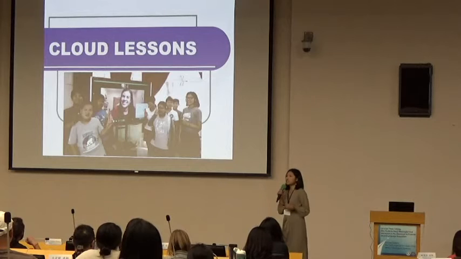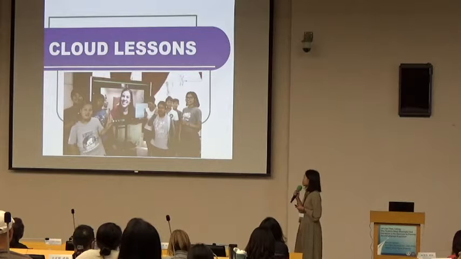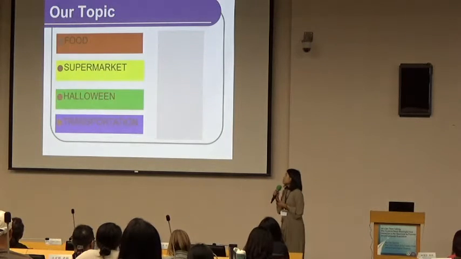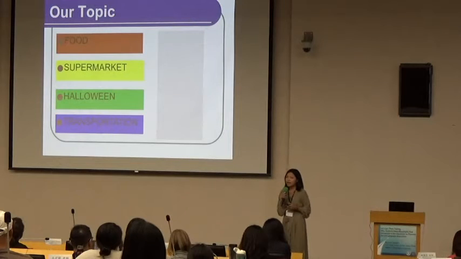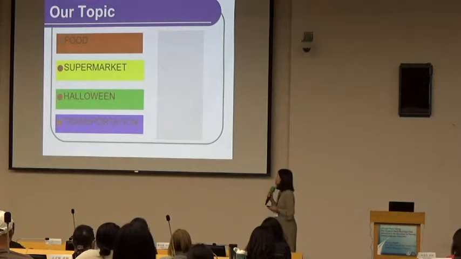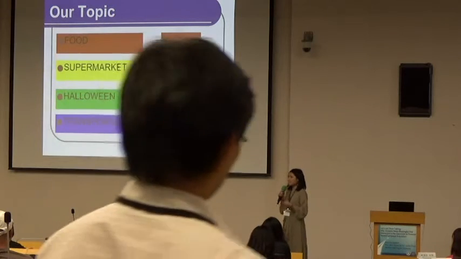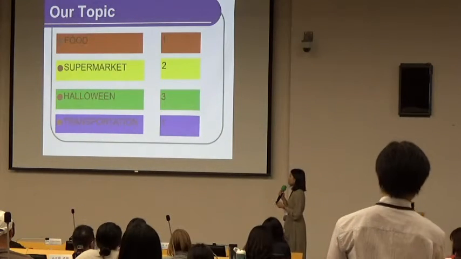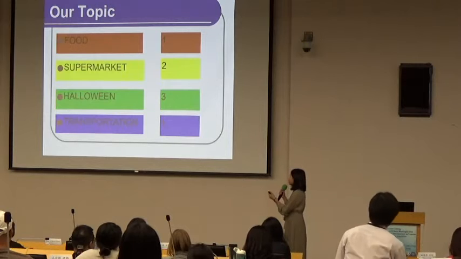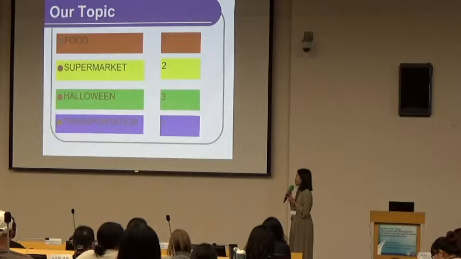These are the students that we used for remote teaching. There are totally 7 students. This is our topic: food, supermarket, Halloween, and transportation. I did a questionnaire for the students, asking them which is their favorite part, so this is what the questionnaire tells me. Every topic has someone who likes it. And topic 2 is supermarket and Halloween. By the way, there are totally 7 students.